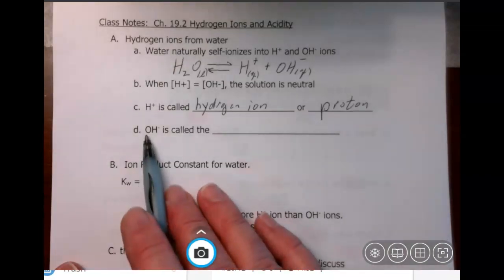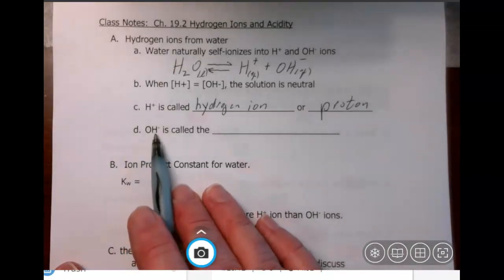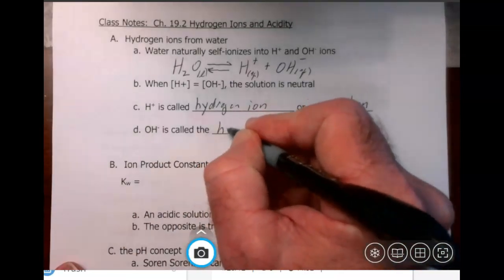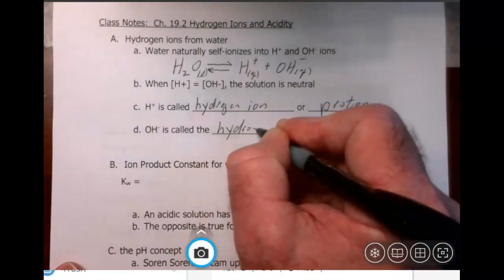Okay, you've seen the hydroxide ion before. It's on your polyatomic ion list. Okay, so it's called the hydroxide ion.